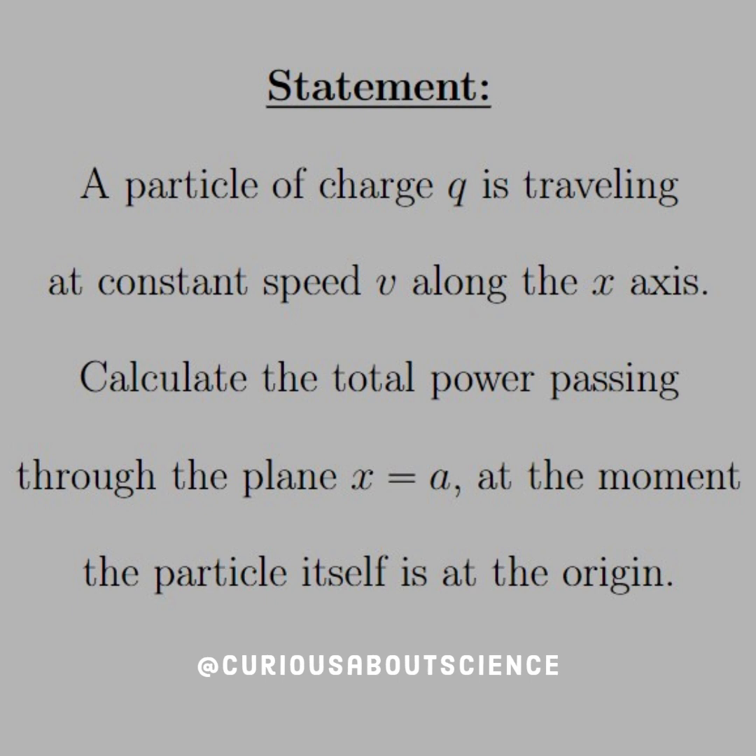Calculate the total power passing through the plane x equals a at the moment the particle itself is at the origin. Okay, so power passing through. If you see power, you should automatically think, okay, I need the Poynting vector. So automatically go, okay, power, Poynting. Now I get the scope of what I need.